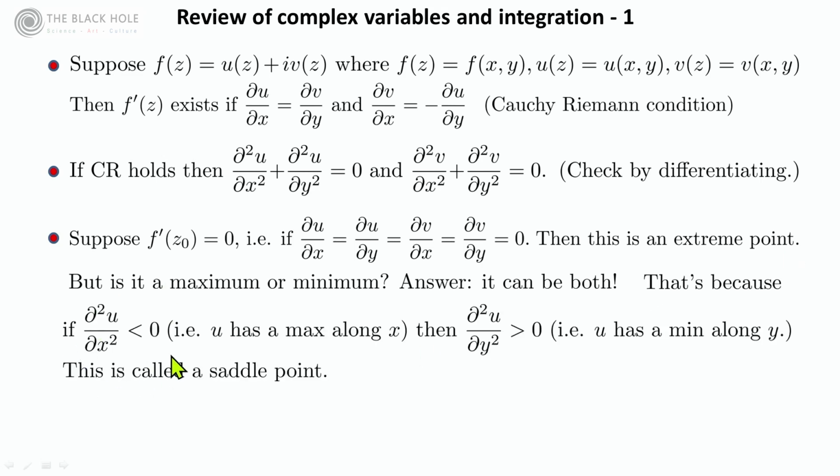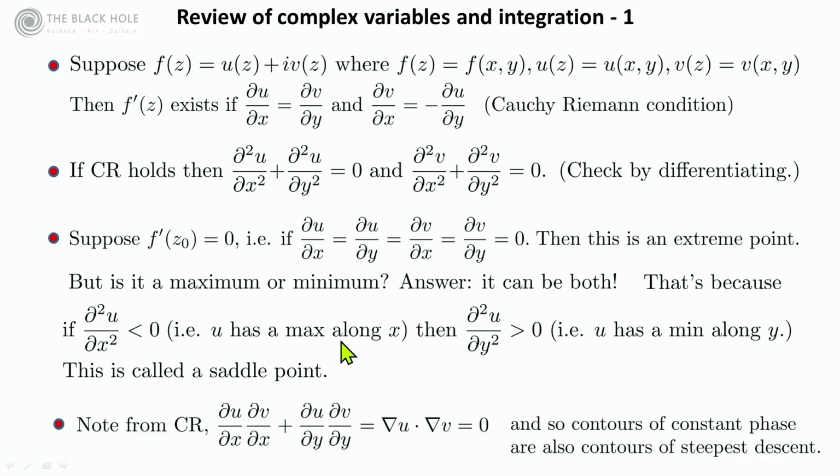Now, if the second derivative is negative, you see from the Laplace equation that d2u by dy squared must be positive. This is negative, this is positive. If this is positive, this is negative. And so we have a situation where the real part's second derivative is one sign, and the imaginary part's second derivative is the other sign, which means that we are at a saddle point.